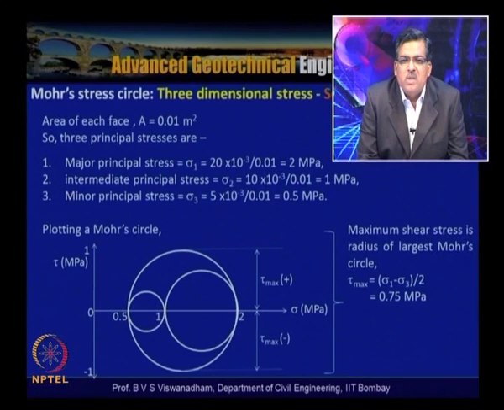that is 2 megapascals, and intermediate principal stress, which is sigma 2, is 10 into 10 to the power minus 3 divided by 0.01, that is 1 megapascal, and minor principal stress sigma 3 is equal to 5 into 10 to the power minus 3 divided by 0.01, that is 0.5 megapascals. Now we have got sigma 1, sigma 2 and sigma 3, the stresses.